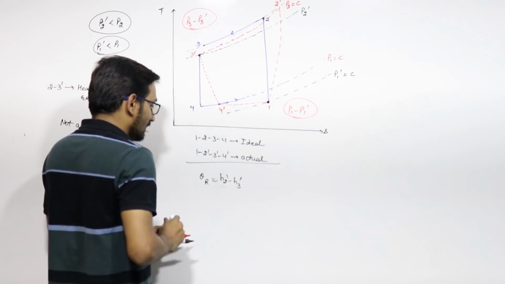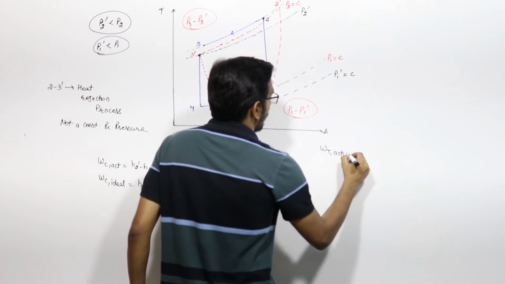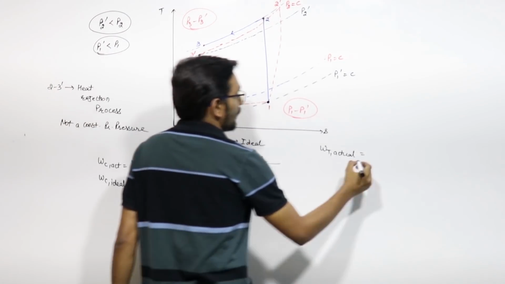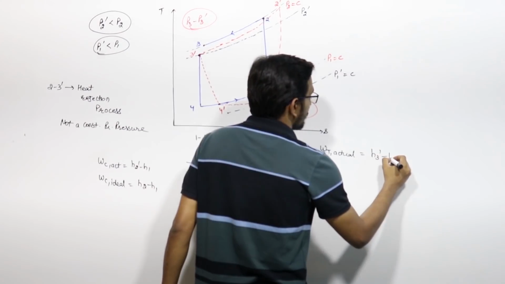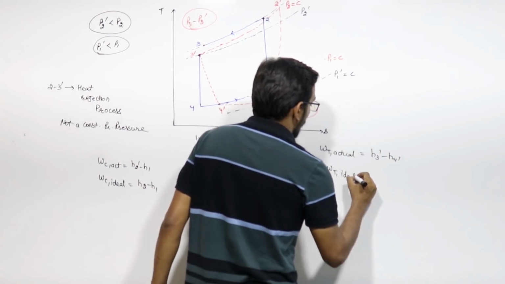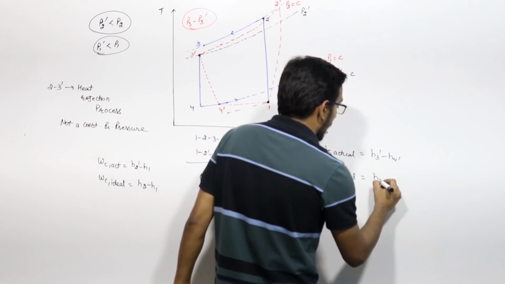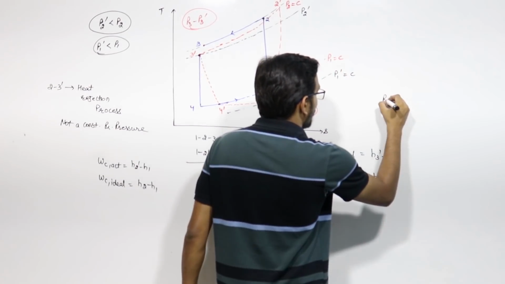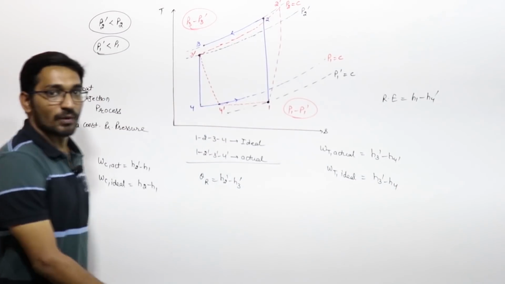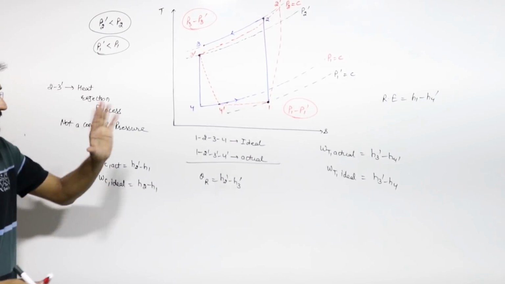Now, how much is the turbine work? Turbine actual, how much is the actual work? Actual work is H3 dash minus H4 dash. What is the turbine work ideal? How much? Ideal is H3 dash minus H4. What is the refrigerating effect? H1 minus H4 dash. The refrigerating effect is H1 minus H4 dash. Simple equations, right?